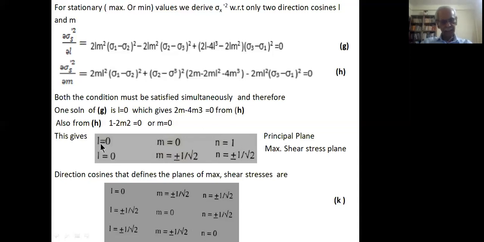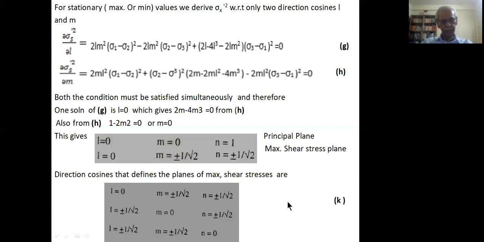You remember when you derive, you get either the maximum or the minimum condition, or the two conditions. The first condition tells you that it is a principal plane, and the second condition is the maximum shear stress plane. So how many maximum shear stress planes are there? Actually, there are 3 principal planes, and there are 4 planes of maximum shear stress. Plus minus here, plus minus here.